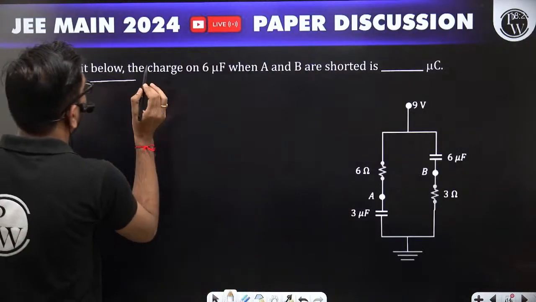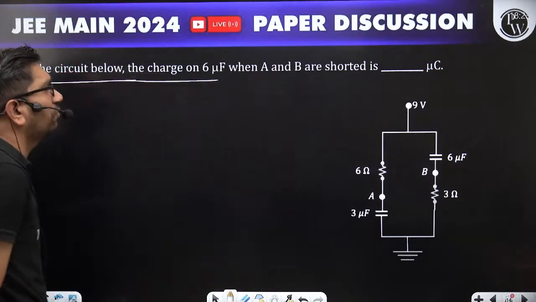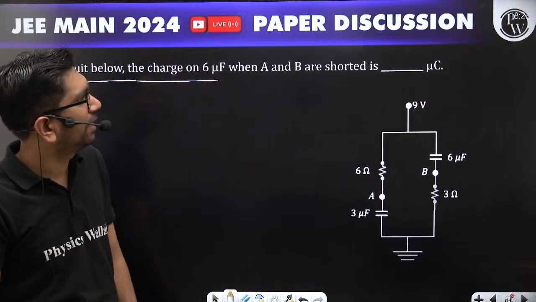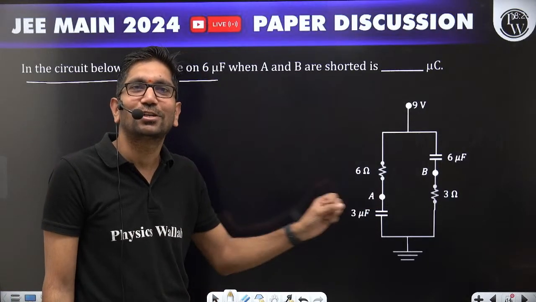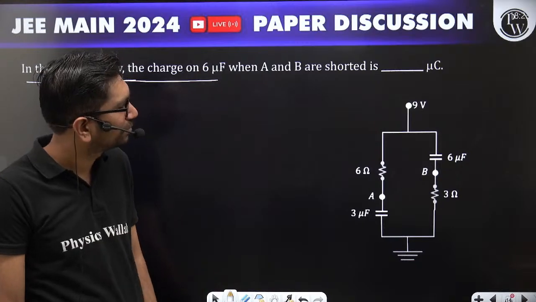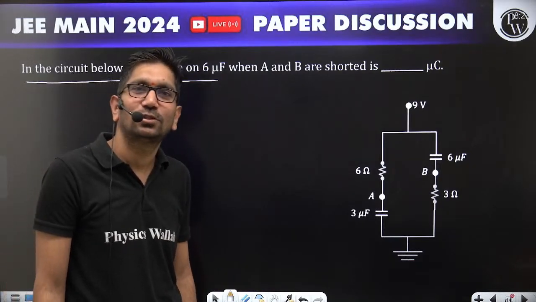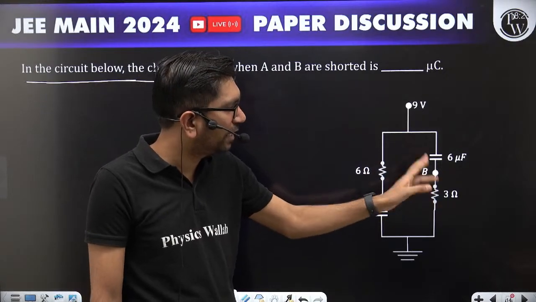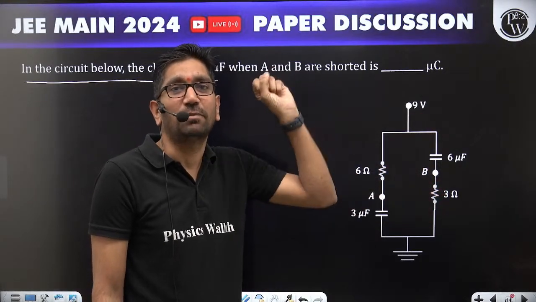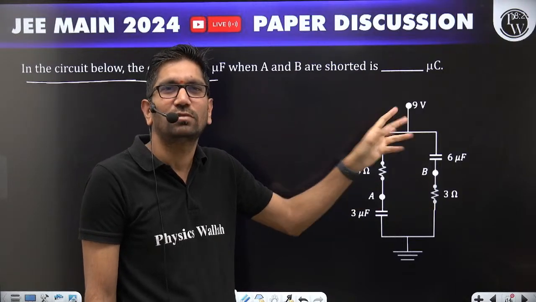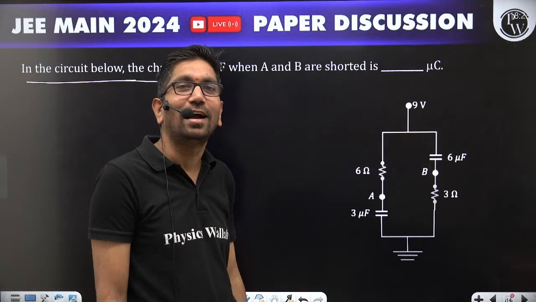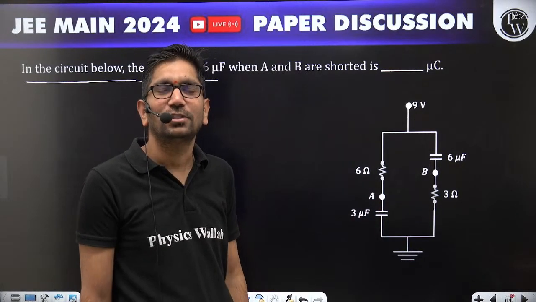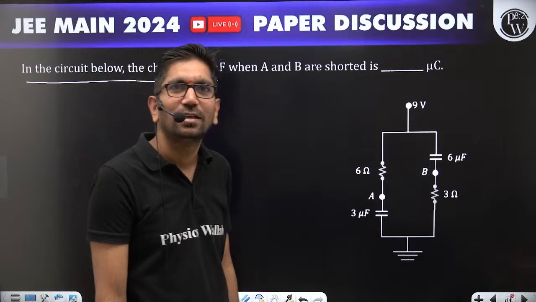In the circuit below, find the charge on the 6 microfarad capacitor when A and B are shorted. Okay, when A and B are shorted. So this is the question you got. After seeing the question, many of the students may leave this one, sir, because this is a combination of resistance and capacitance. To solve this one, we need some idea, right? So actually, it doesn't solve simply. So we have to think about this one, right?